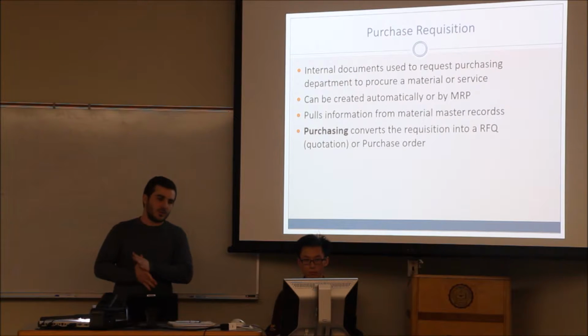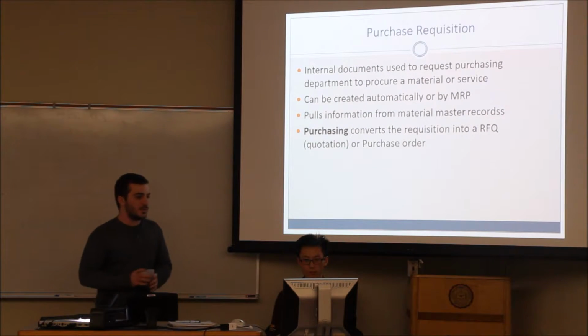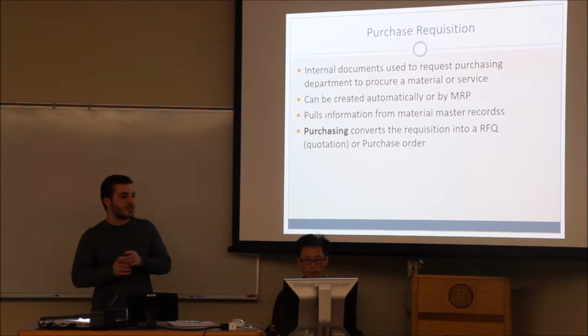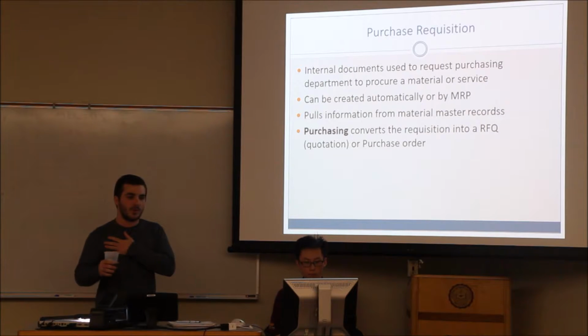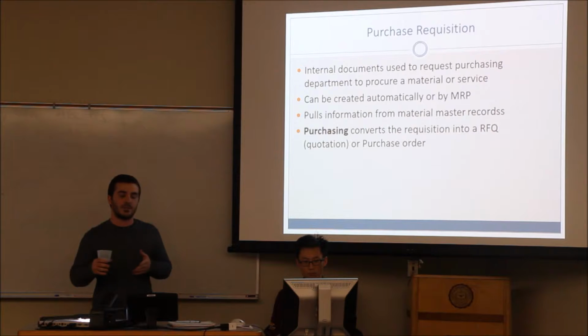Now we're going to go on to purchase requisitions. These are internal documents that are used to request the purchasing department to procure a material or service. They can be created automatically. I think that's a typo actually. That should be manually or by MRP or other ways, manually or automatically. One of the ways you can do it automatically is through MRP.